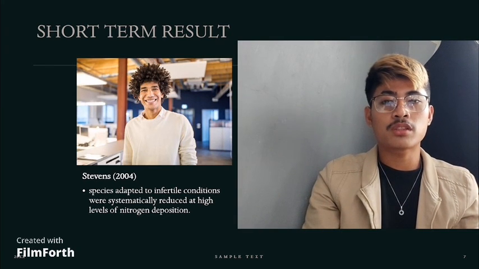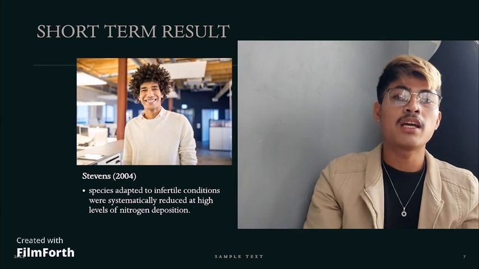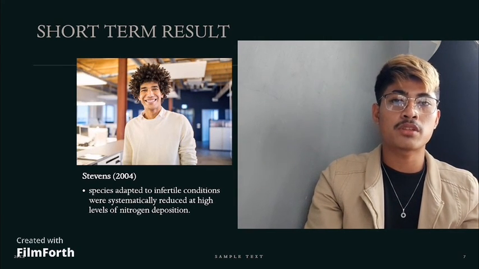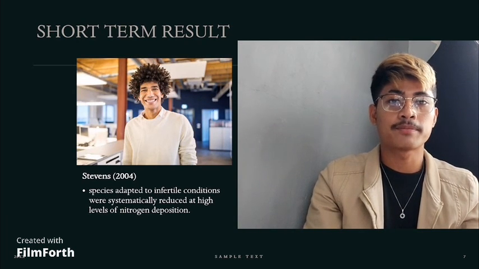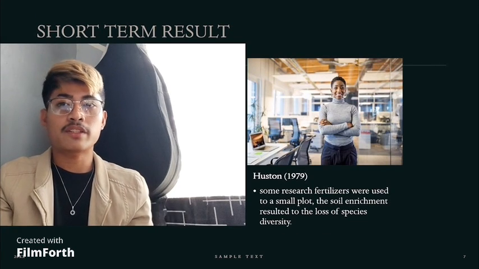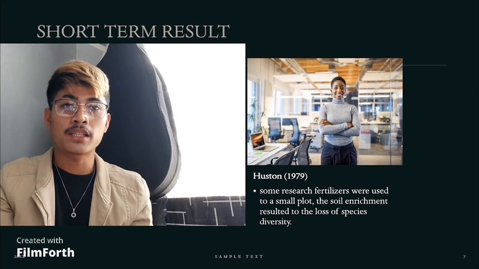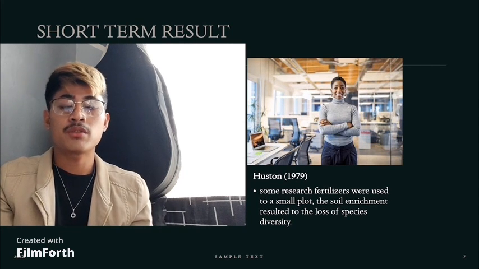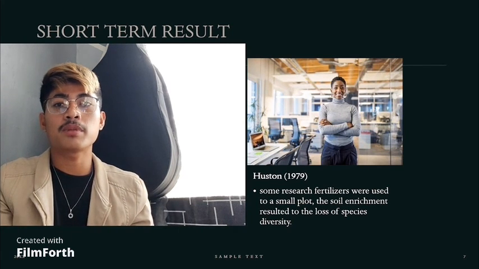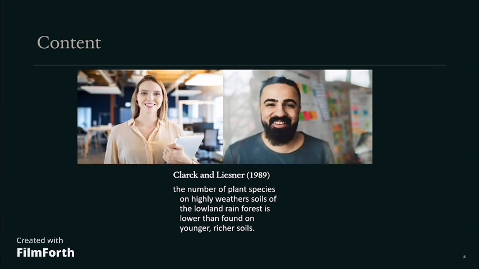According to Stevens 2004, species adapted to infertile conditions were systematically reduced at high levels of nitrogen deposition. So only fewer species can be seen in this type of area. According to Houston 1979, in some research, fertilizers were used on a small plot. The soil enrichment resulted in the loss of species diversity, because the species cannot adapt to the direct change of conditions. But these findings are only short-term results.